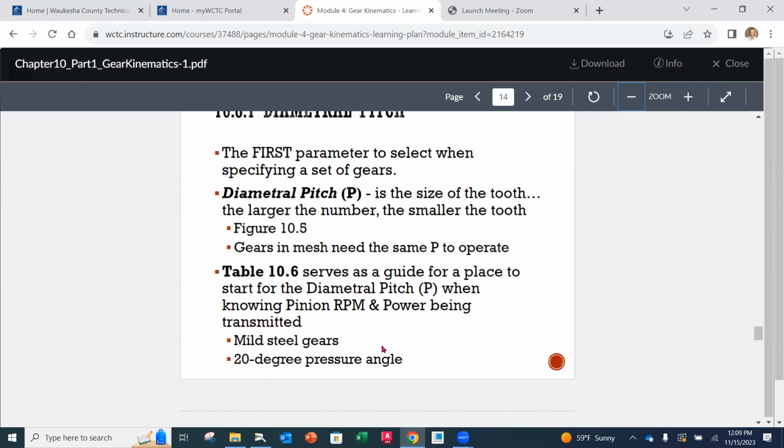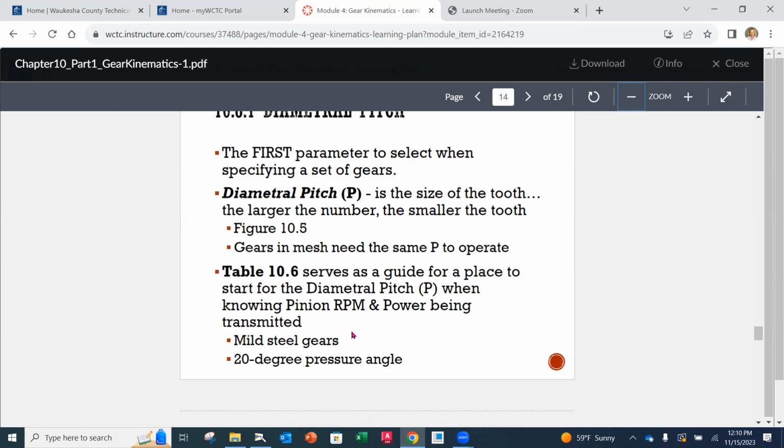Now, if we look at table 10.6, this is going to serve as a guide, a place to start with what diametral pitch to begin with, because you can't just pick it out of the air. We want to have some sort of guidance: when I'm operating under these conditions, here's the size of the tooth that I should consider. Table 10.6 does that for us.